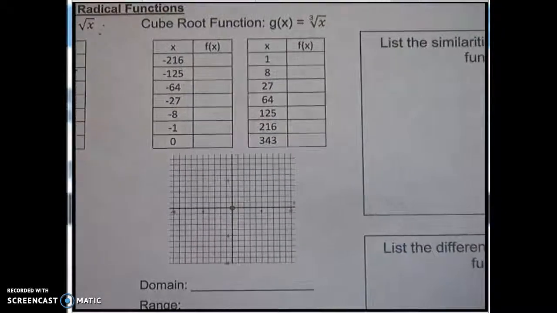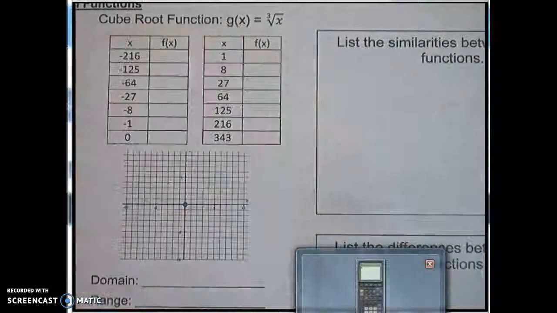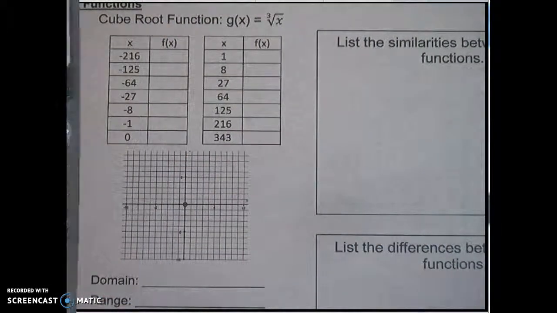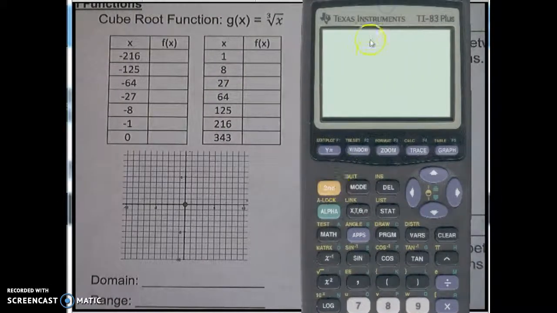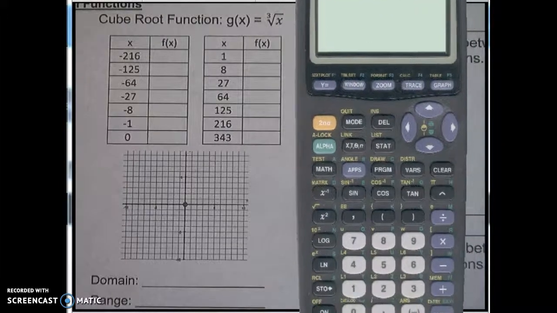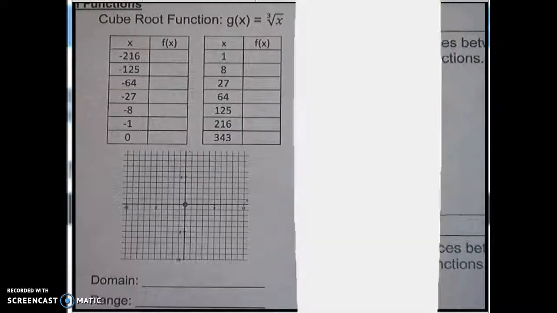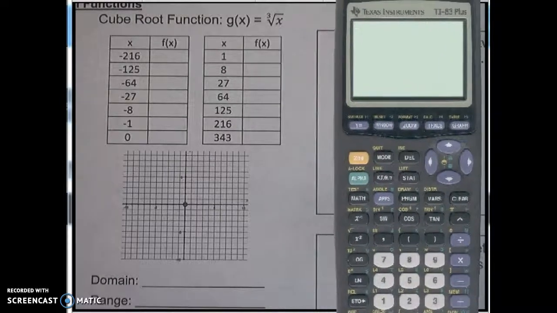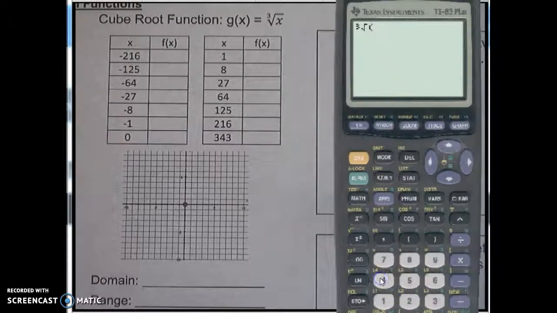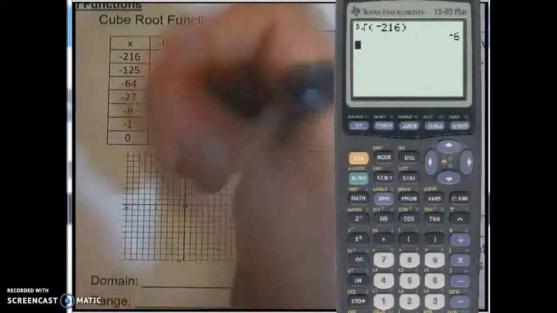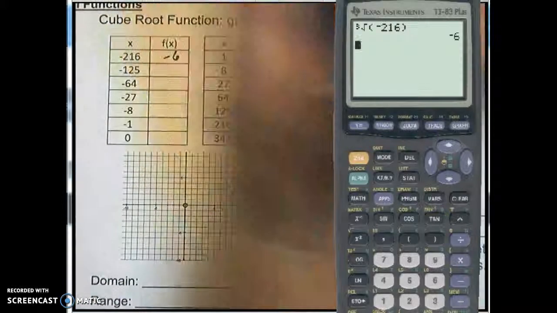Now I want to talk about the cube root function. And if you don't know how to get the cube root on your calculator, because you're trying to calculate these, then let me show you that real quick. All you want to do is, let me turn on this calculator first. On. And if you hit the math button, it's math 4. So that's the cube root, and I'm going to go ahead and type in negative 216, close parentheses, enter. That's just negative 6. And so I'll go ahead and plug that in there.